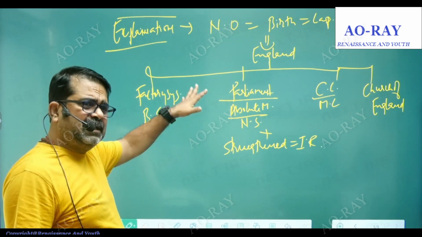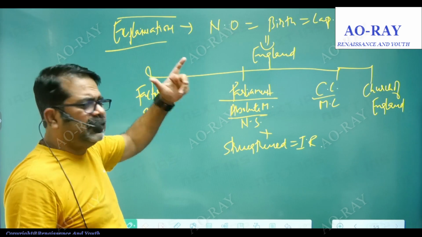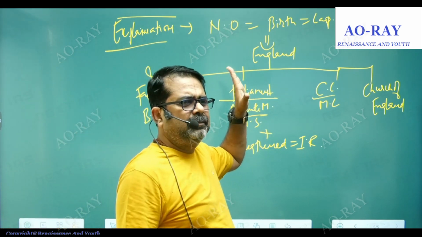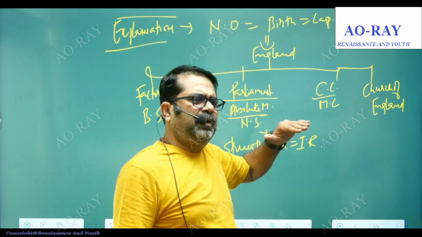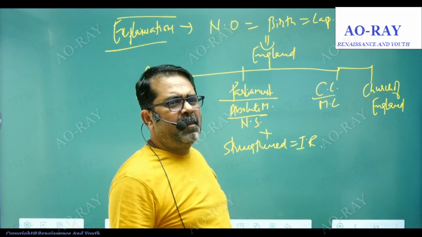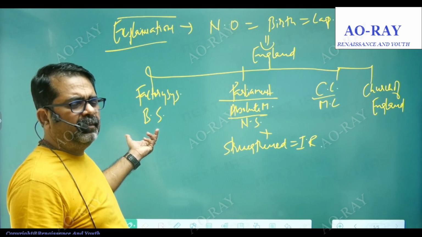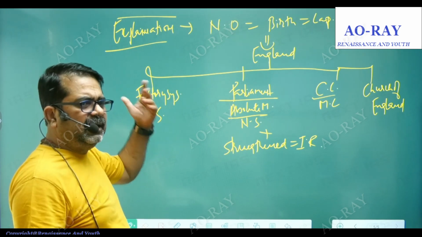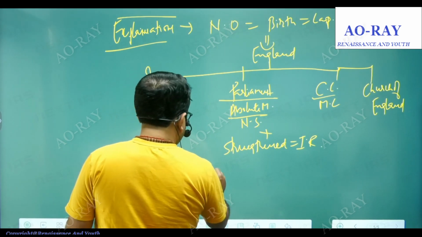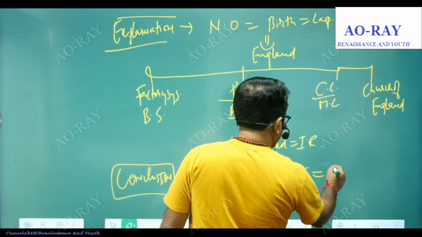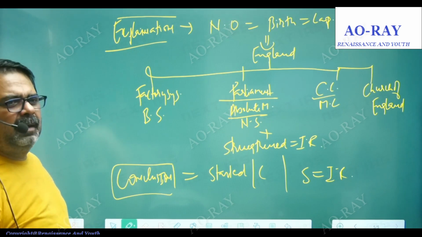So it's not that the Industrial Revolution alone has played the major role. Capitalism had already started. It was strengthened by the Industrial Revolution. The Glorious Revolution took place much before the Industrial Revolution. The Bank of England was established much before the Industrial Revolution. Conclusion: started by capitalism, strengthened by the Industrial Revolution. Finish. See the formatting.